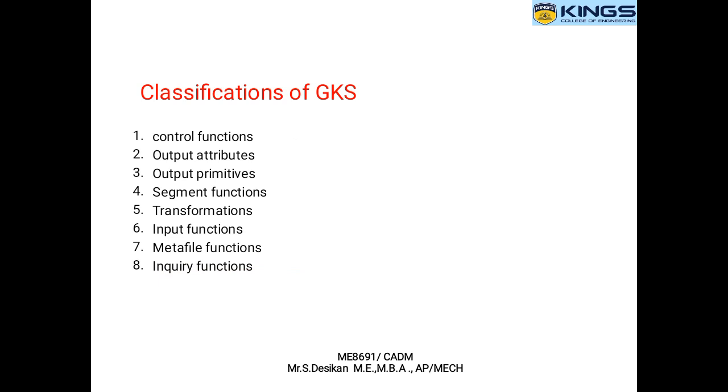Then, classification of graphical kernel system functions. So this is the classification of graphical kernel system functions. The first one is control function, second one is output attribute function, third one is output primitive function. Primarily we have to know what primitive and attribute are. Primitive means the essential data required for the output, but attributes are the things that come as output. The next one is segment function. A segment is a packet of data or some related data and its function. Then transformation function, next input function, and seventh metafile function. Metafile is nothing but getting information from the internet and storing it in a system device. And the inquiry function. These are all the graphical kernel system functions available in general.